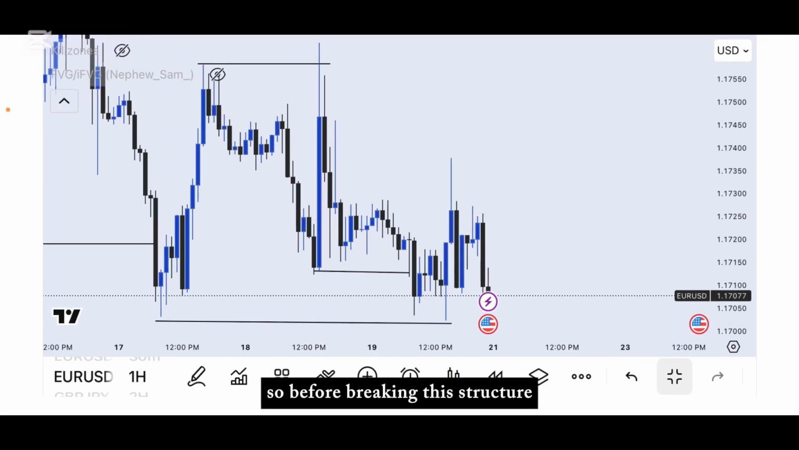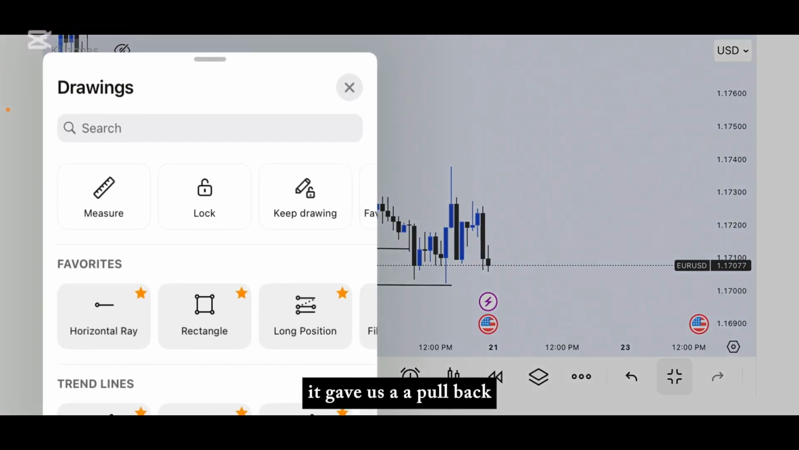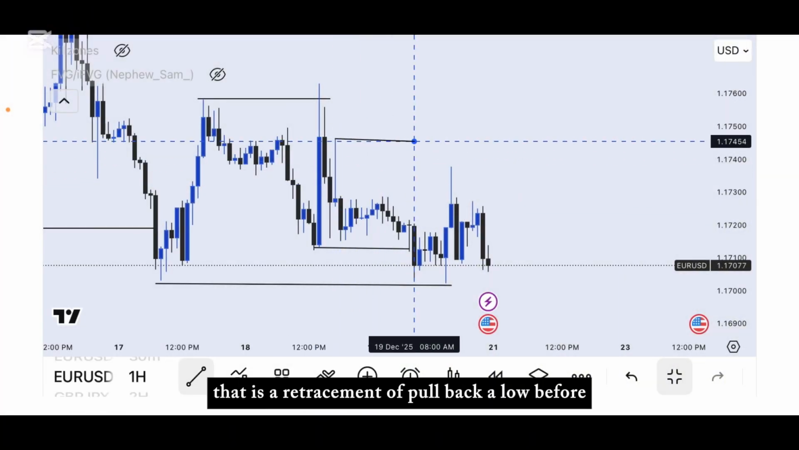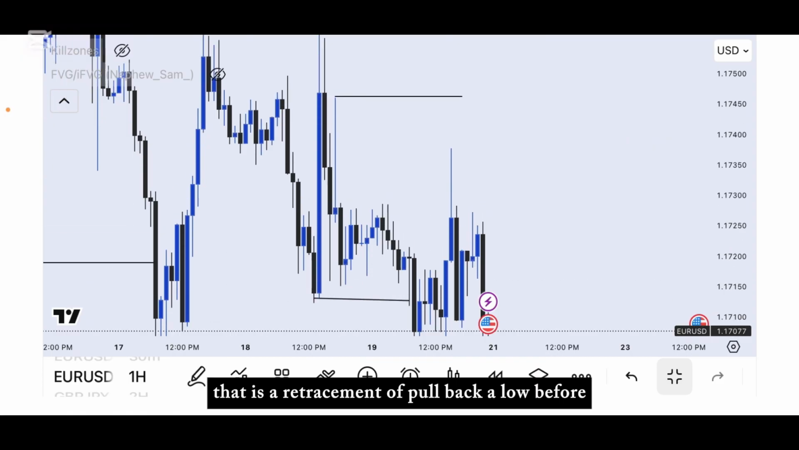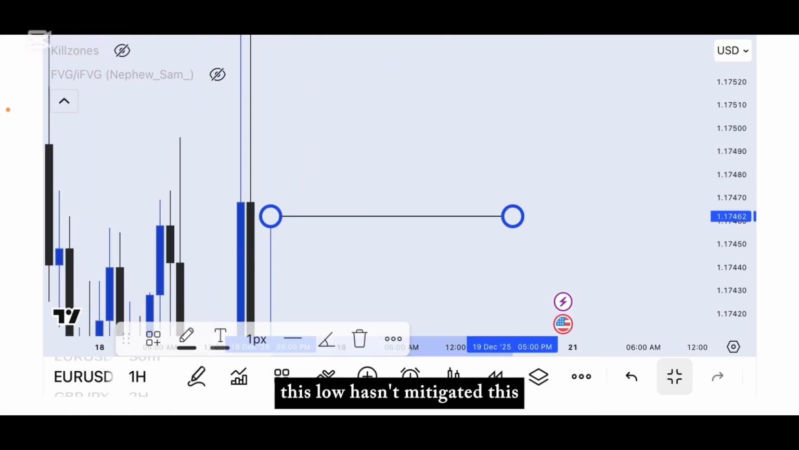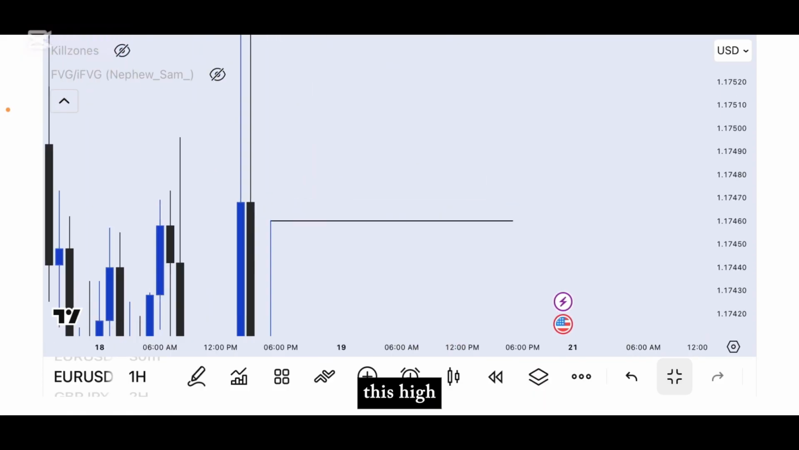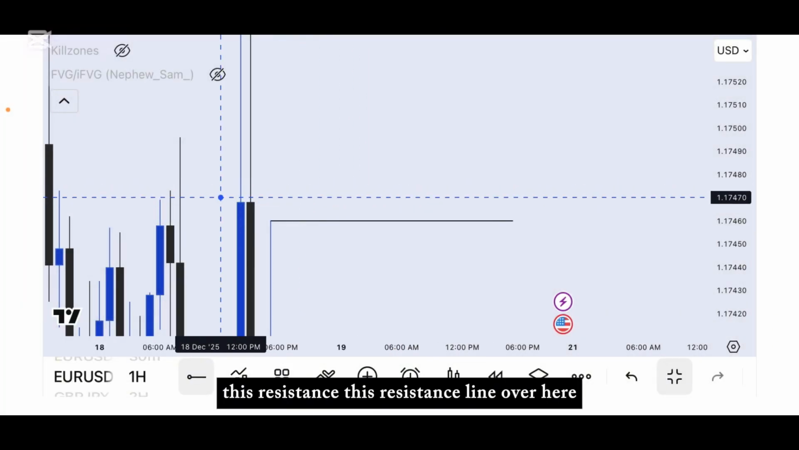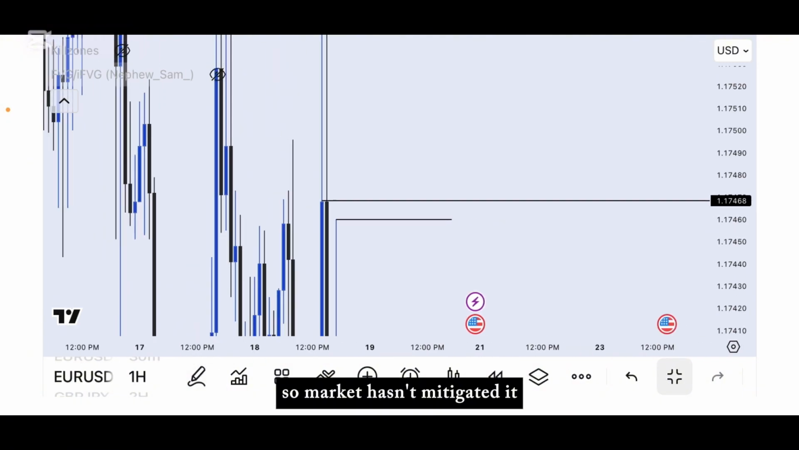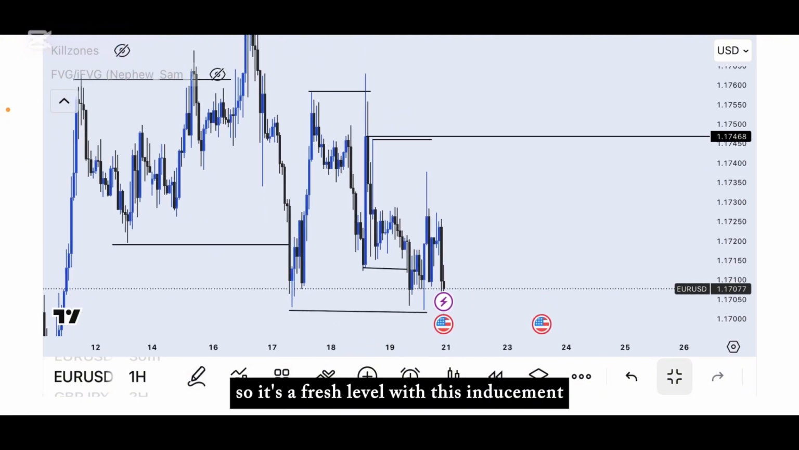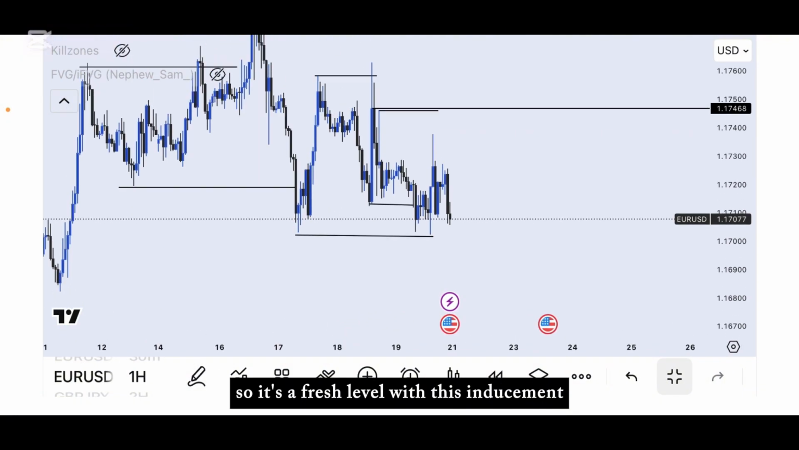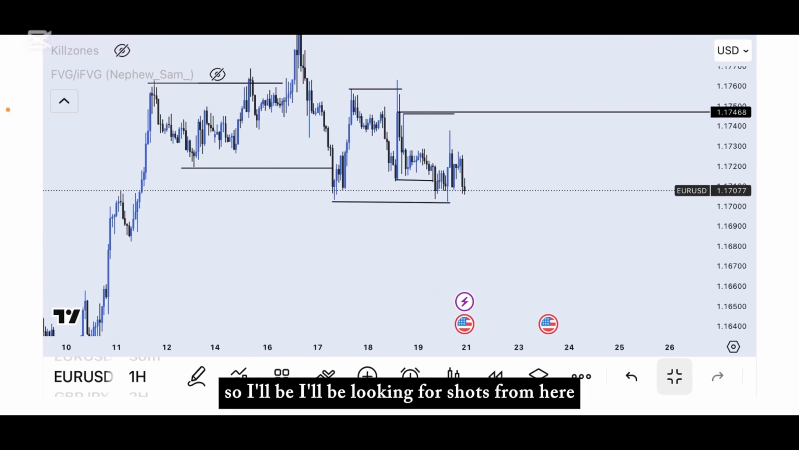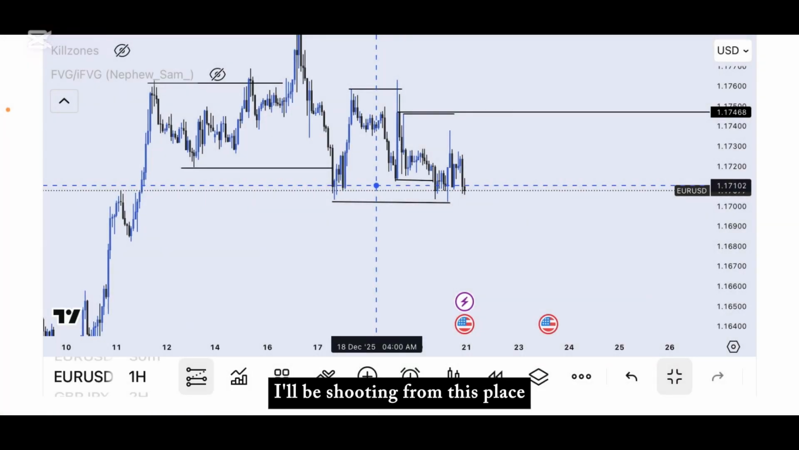Before breaking this structure, it gave us a pullback, a retracement, a low before. And if you watch this low now, this low hasn't mitigated this high, this resistance line over here. So market hasn't mitigated it. It hasn't touched it. So it's a fresh level with this inducement over here. So I'll be looking for shorts from here. I'll be shorting from this place.